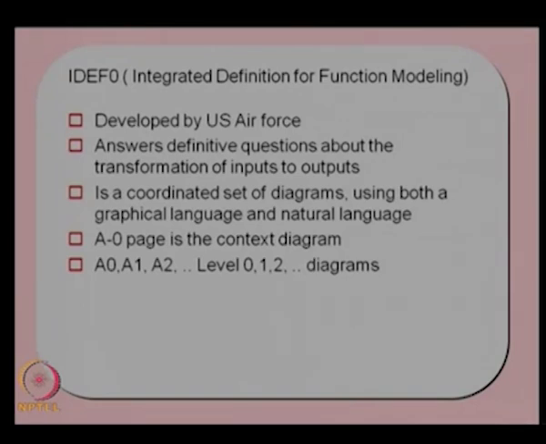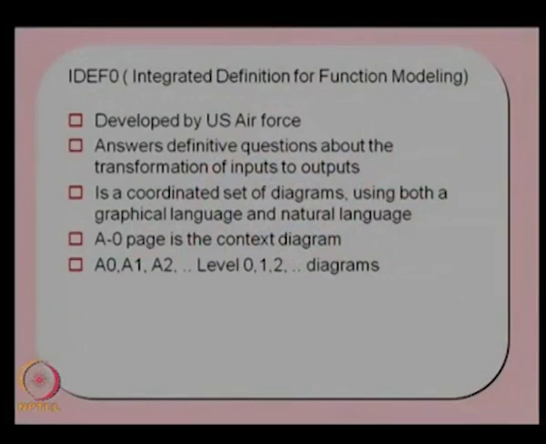So this actually answers definitive questions about the transformation of inputs to outputs. Basically any function can be considered as a relationship between inputs and outputs, and therefore this method answers the question about the transformation of inputs to outputs. So what actually happens to the inputs, and what transformations the input goes through in order to get the outputs, can be clearly answered using the IDEF0 chart.